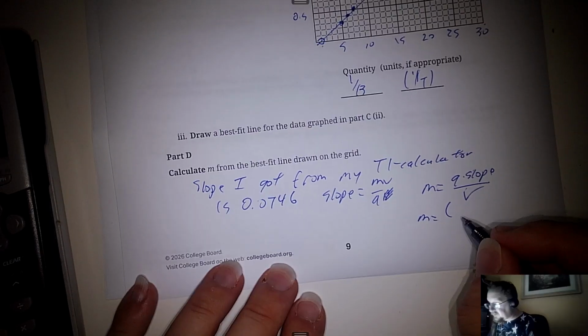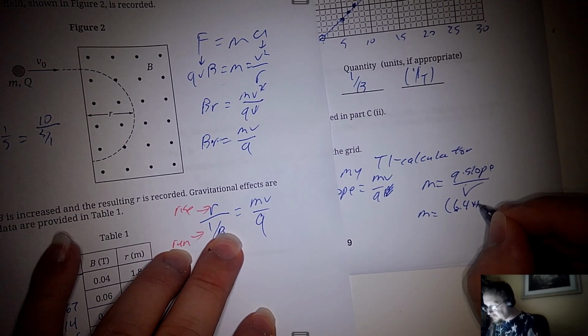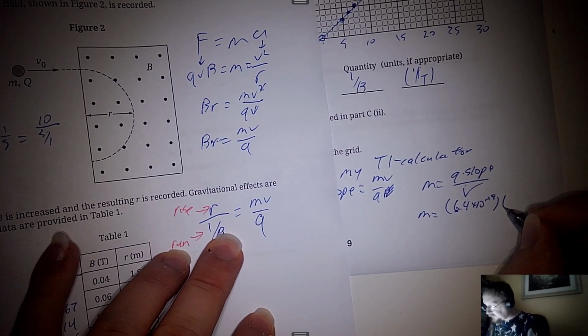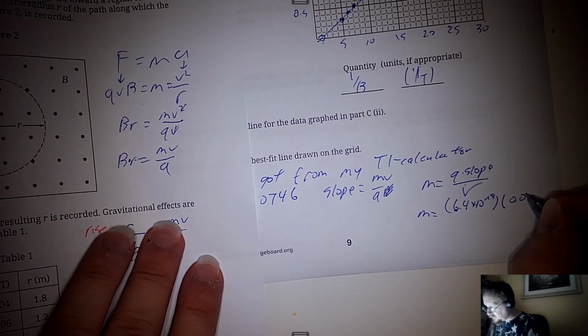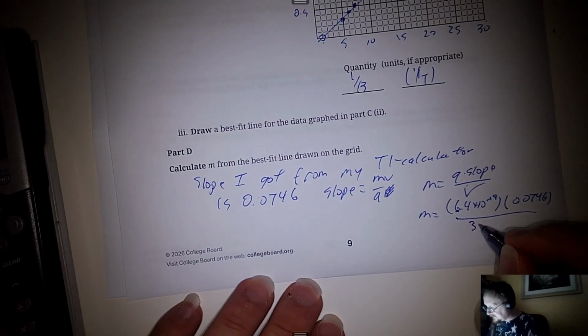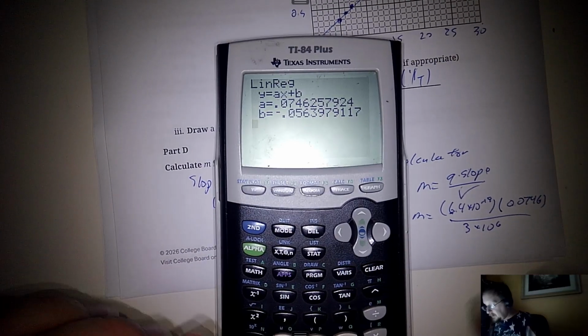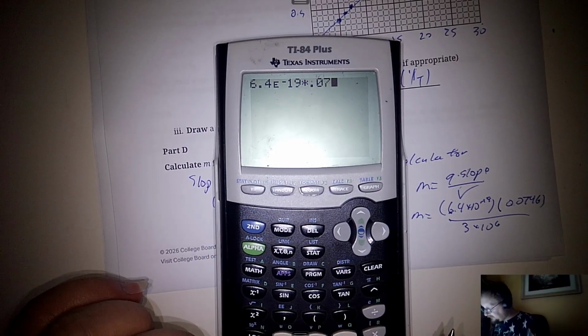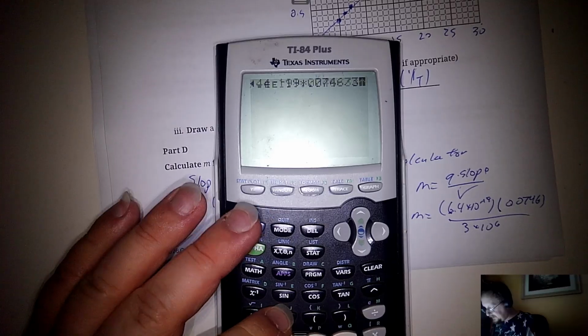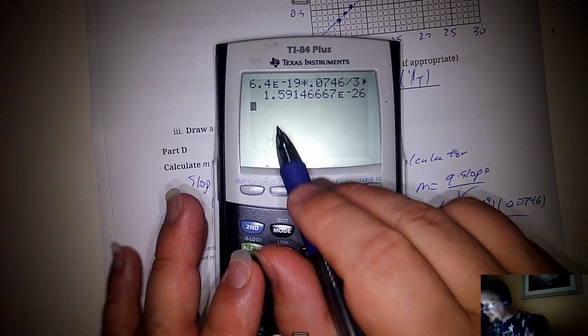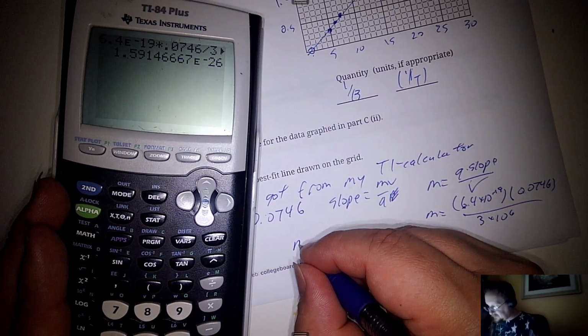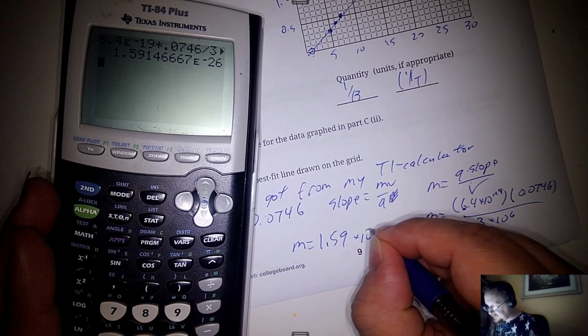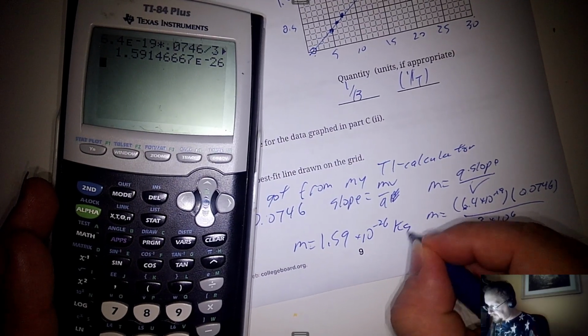M is the Q. What was the Q? 6.4 times 10 to the negative 19. The slope, which I got, was 0.0746 over the V they gave us, 3 times 10 to the 6. That's nice and non-relativistic. Thank you for that. 6.4 times 10 to the negative 19 times 0.0746 over 3e6. And the mass is going to be 1.59. So I get a mass of 1.59 times 10 to the negative 26 kilograms.